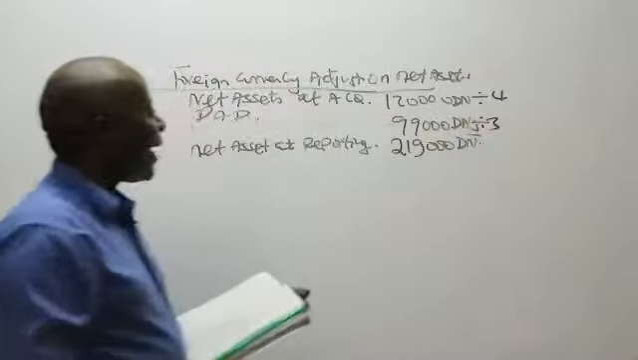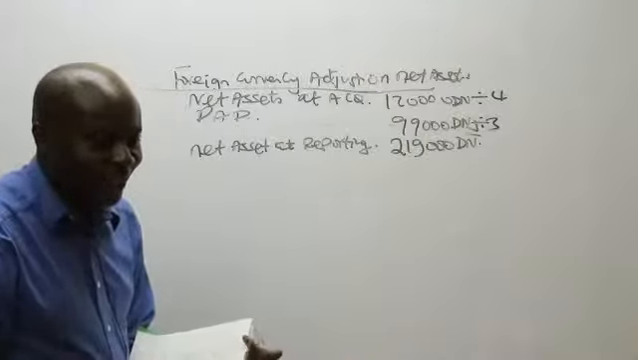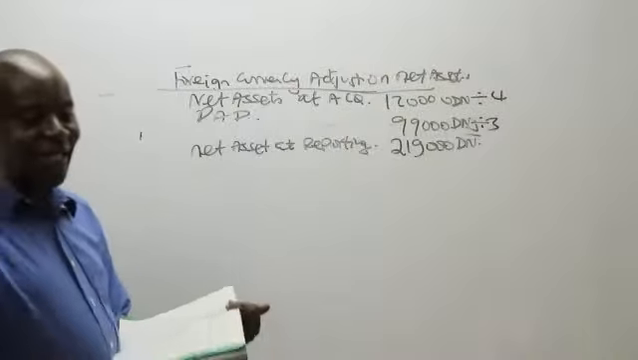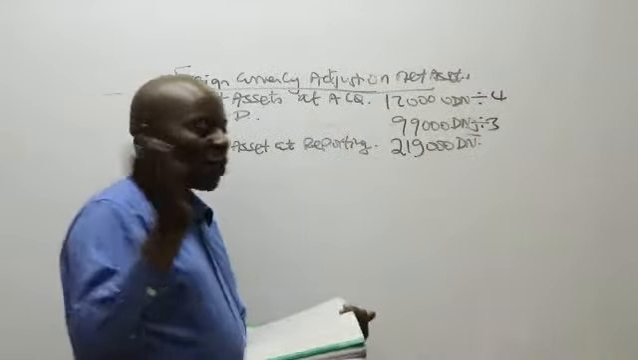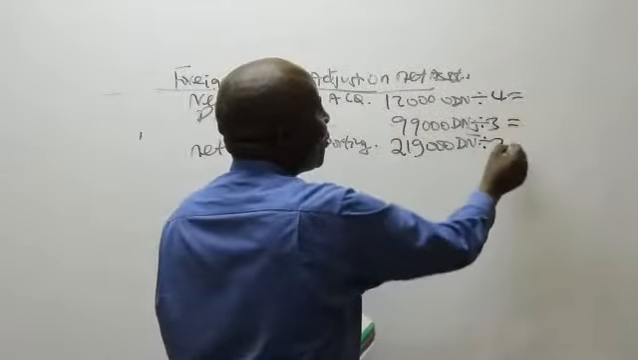How about net assets at reporting? Closing, yes. So closing, so divide this by what here? Divide this by 2. Let me get those answers from you.